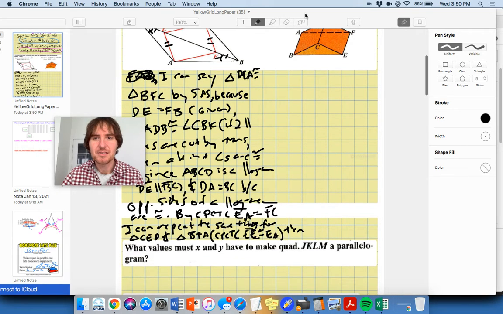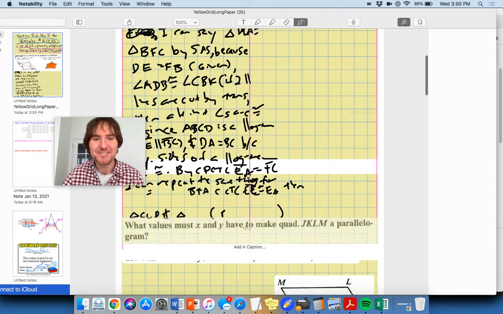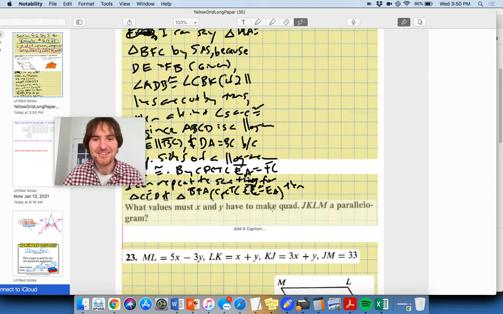Then, geez, let's see, I gotta move this next thing down to make space. Oh, it's taking it with it. I don't want to do that.